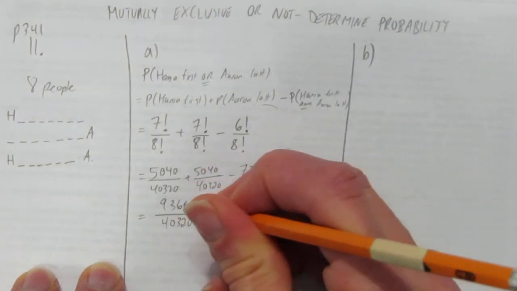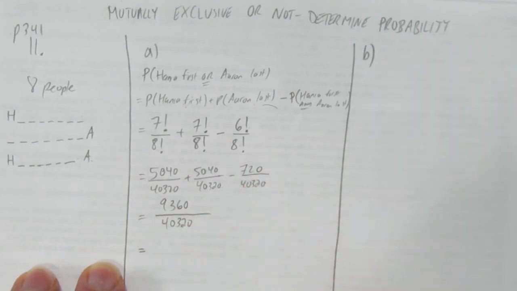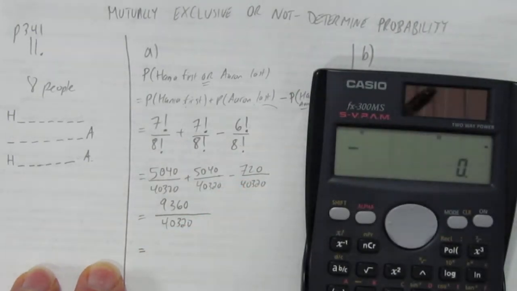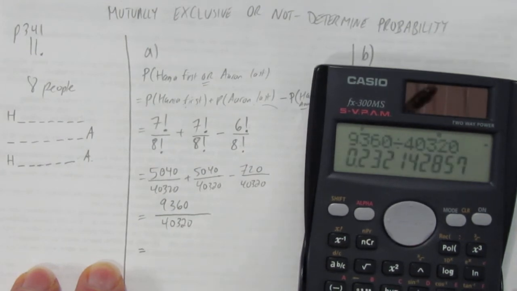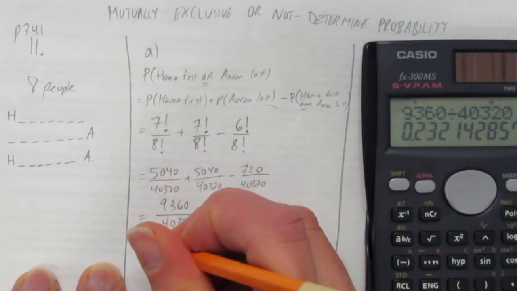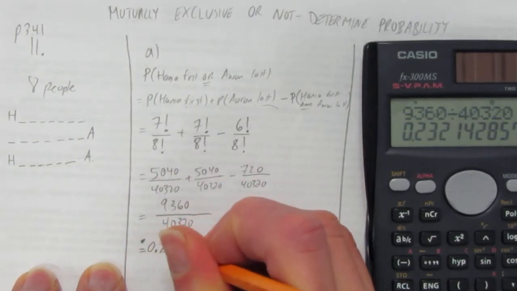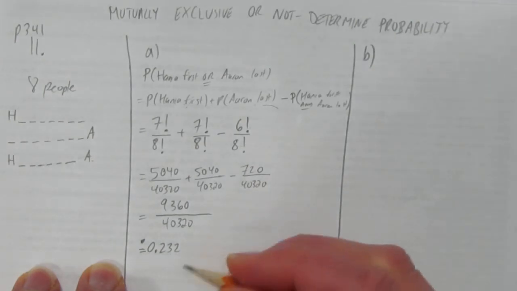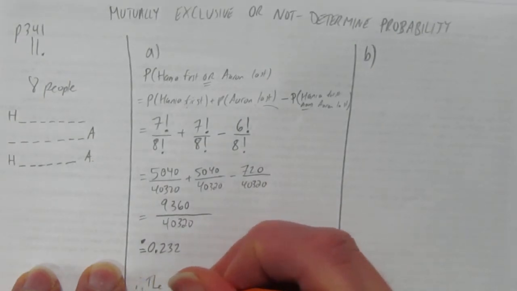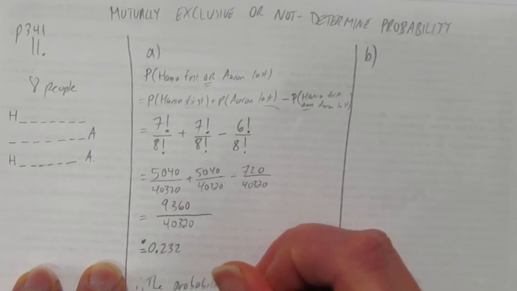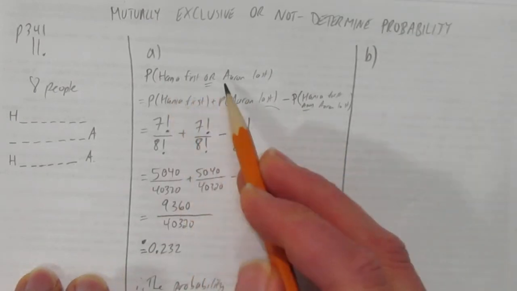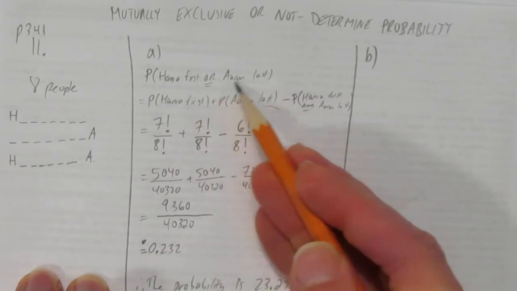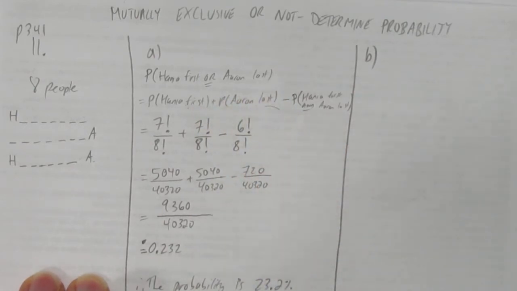9,360. So probability can be left as a fraction, but then I'd have to reduce. So I'm going to convert it to a decimal instead. I don't have to reduce. And I get approximately 0.232. Now you can leave it as a decimal or write it as a percent. The probability is 23.2%. That is, there's a 23.2% chance that Hania will be first, or, which means and/or, Aaron will be last. Question B is a bit trickier.